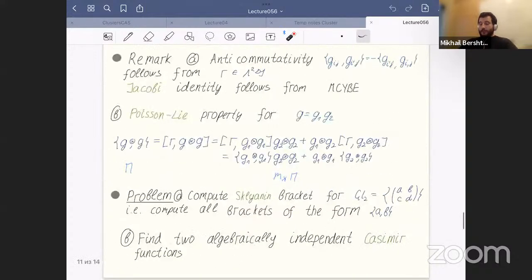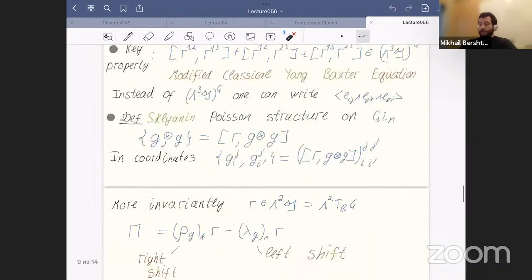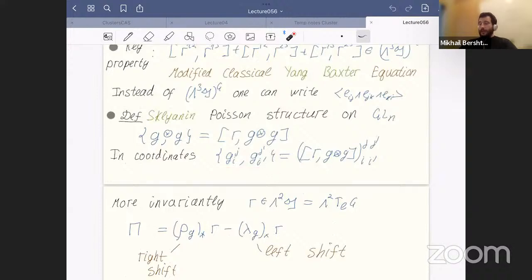Another way to think about it, actually to prove it, is the following. Let us assume that we have some element G which is factorized as G1 times G2. Any matrix element of G is some bilinear combination of the matrix elements of G1 and G2. Hence, we have two ways to compute the bracket between matrix elements of G. One is to just use the Sklyanin bracket, applying this formula. So the bracket of two matrix elements of G will be given by this, also known as the quadratic formula.